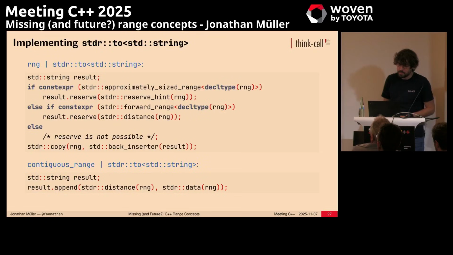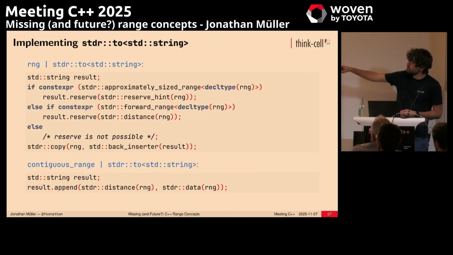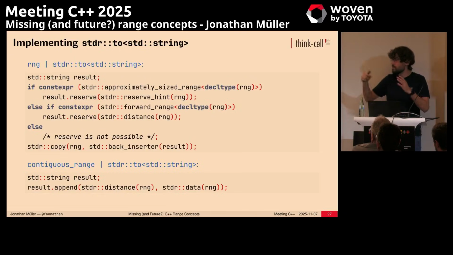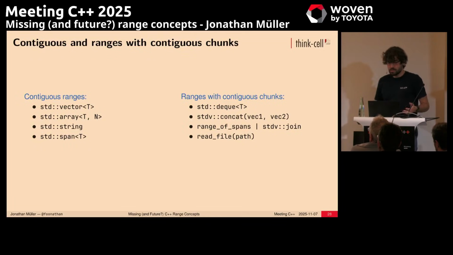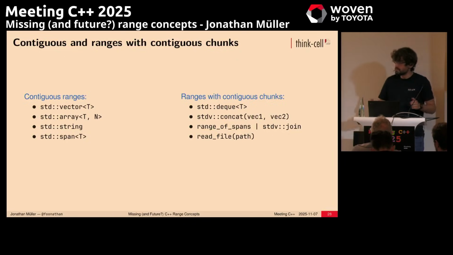Now, of course, there's one optimization that you could do if you have a contiguous range. Then you can just use append on the string member function, which presumably then falls back to memcopy of the contiguous memory and is more efficient. But not all ranges are contiguous, but many have contiguous chunks. So contiguous ranges are vectors, arrays, strings, and spans. They're nice, they can fall back to memcopy, all good.